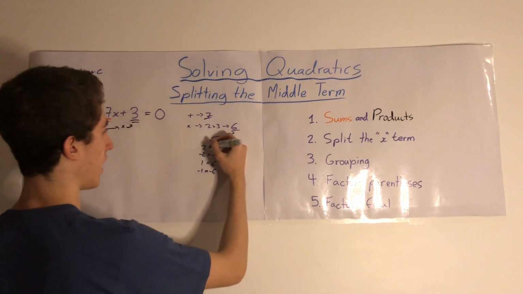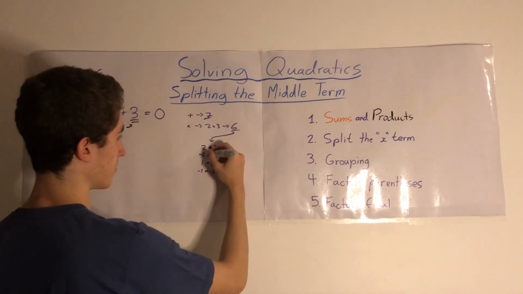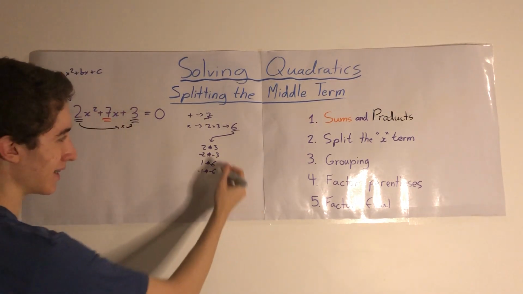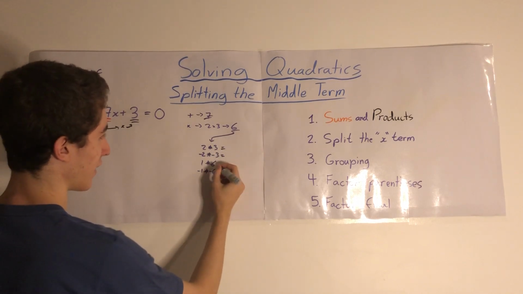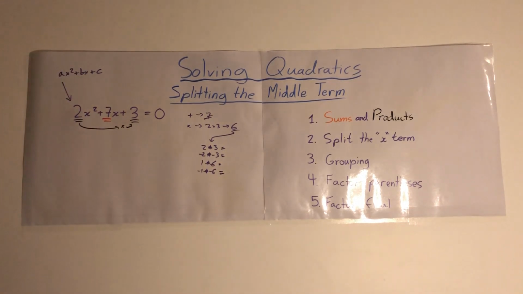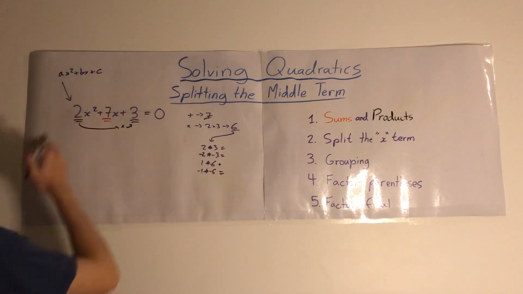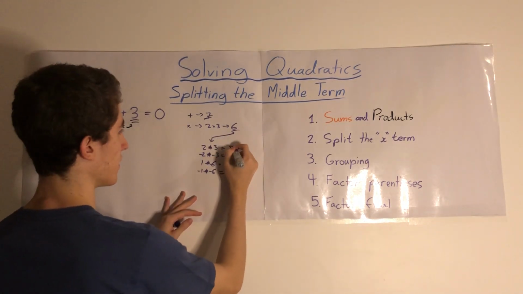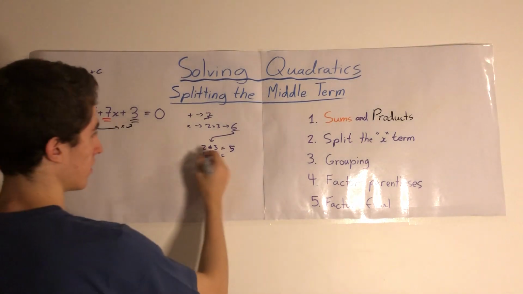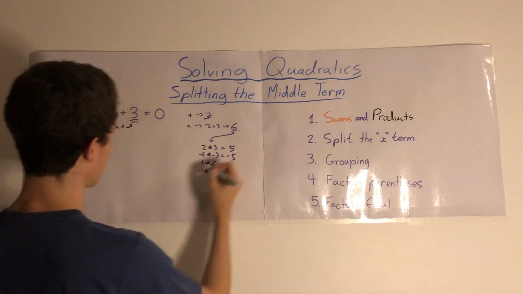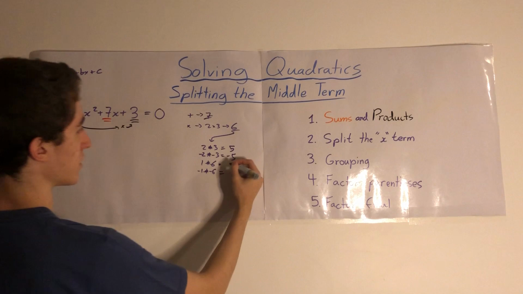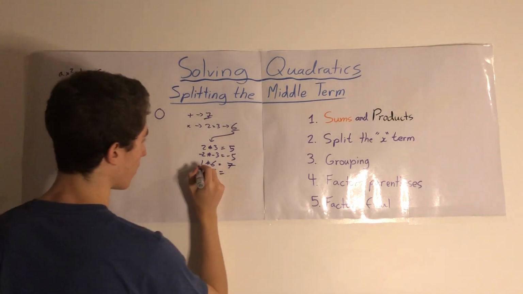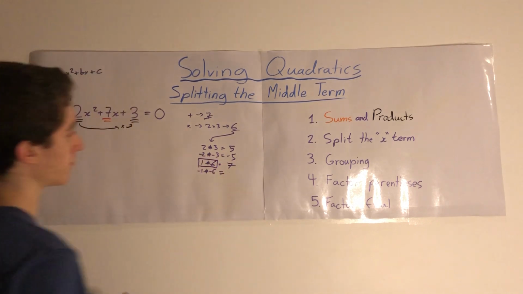Now we can add these. Oops, sorry. This now becomes addition. And we find the sums of each of these two numbers to see which of them are also adding up to 7. So 2 plus 3 is 5. Is that the sum we want? Nope. -2 minus 3 is -5. Is that the sum we want? No. And 1 plus 6 equals 7, and that is the sum we want. So we now have our two numbers.